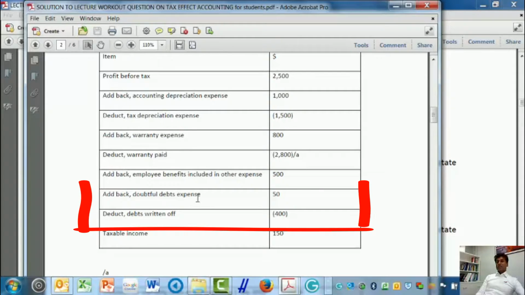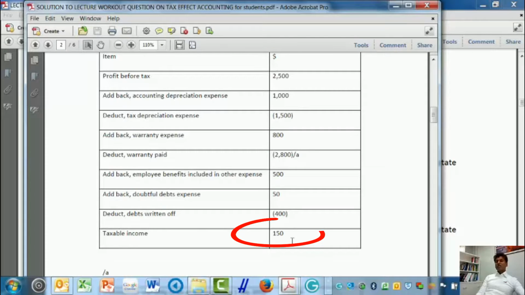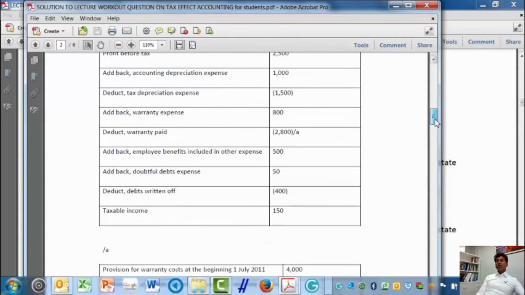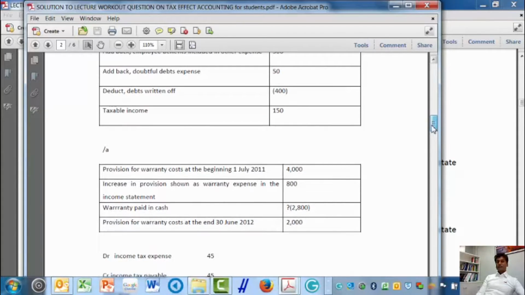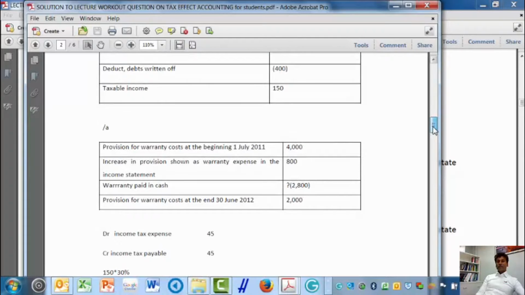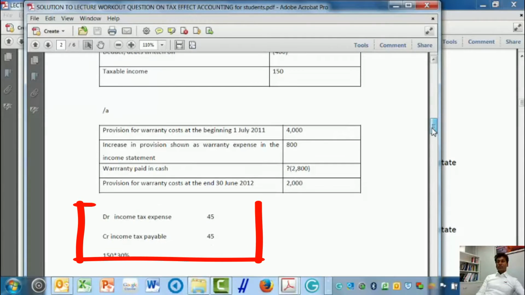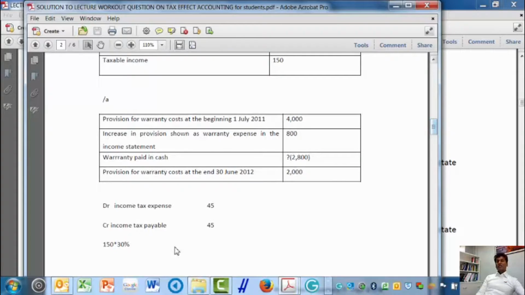Doubtful debt expense, that's not allowed for taxation purposes. We put it back, we reverse it. Debts written off, we will deduct 400. And then when we add all this, it gives us the taxable income, the amount on which the tax payable will be calculated, 150. And 30% of that is 45. So tax payable, credit 45, and debit income tax expense 45.